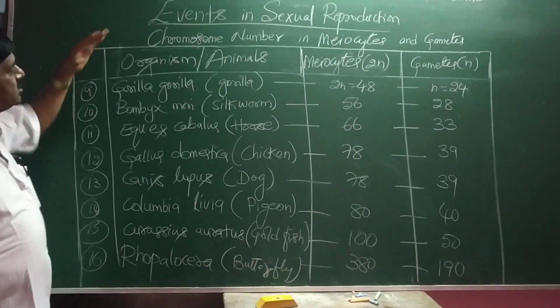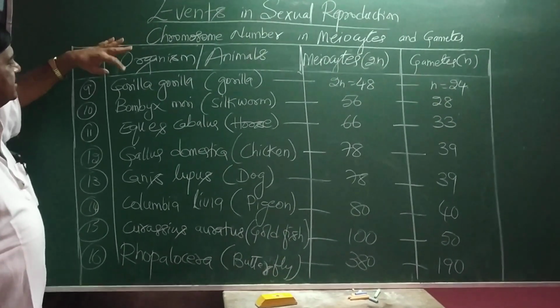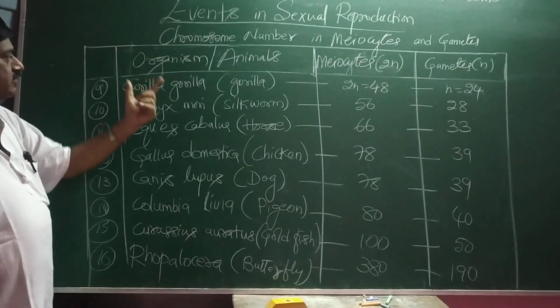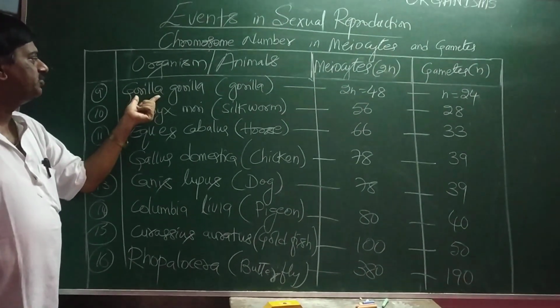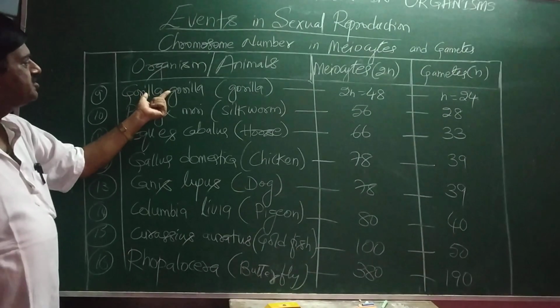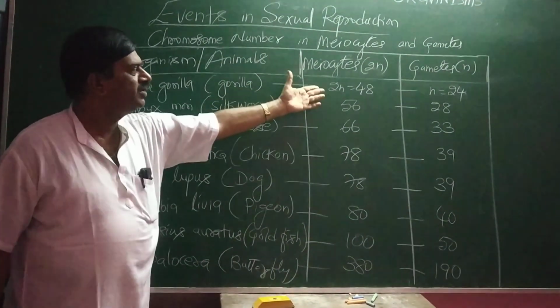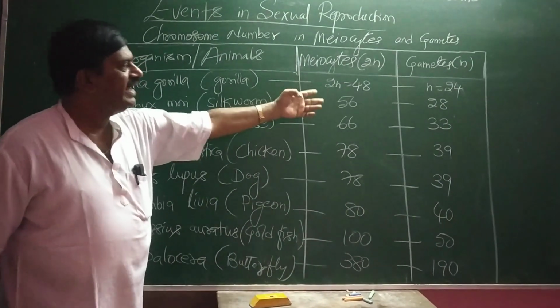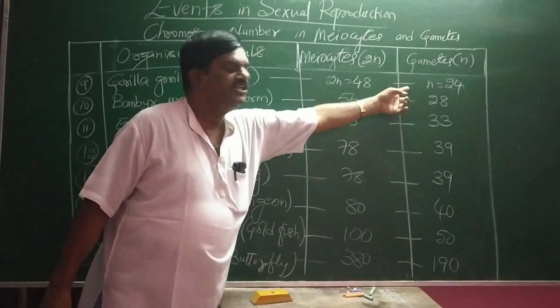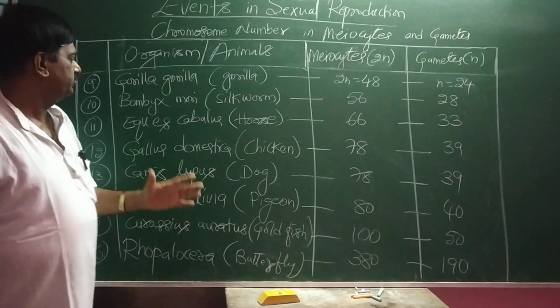We'll go for some more examples in the animals. Gorilla. Here, twice we use the word gorilla; this is the zoological name of gorilla. The gorilla has a meiocyte number 2n is equal to 48, whereas the gamete has n is equal to 24.